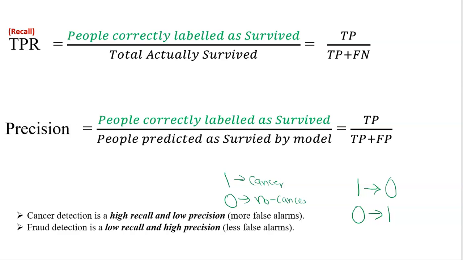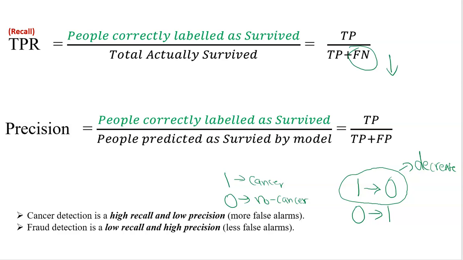Now in this case, you want to reduce this one. The person has cancer and the model says that the person does not have cancer. So in that case you want to decrease this situation. In other words, you want your false negatives to be low. And that means that your recall is going to be high. And therefore, we say that the cancer detection problem is a high recall problem.